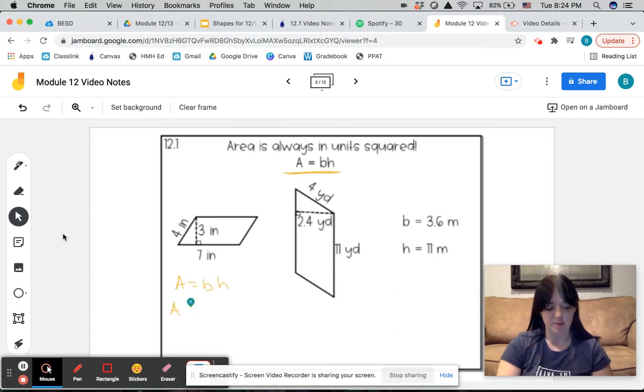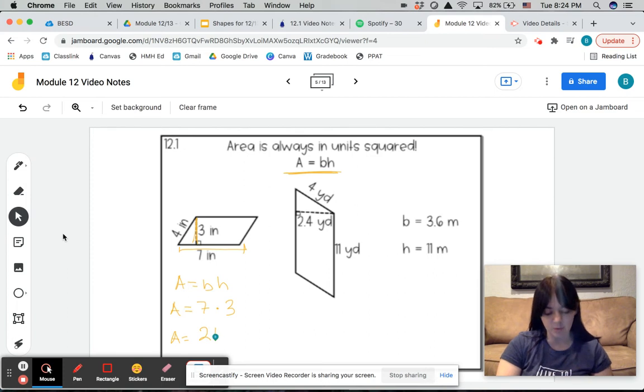Let's plug in our base and our height. We have our base here, which is 7 inches. And then we have our height, which, remember, is that dotted line. It's not the 4 inches, it's the 3 inches. You can ignore the 4 inches, we don't need that measurement. All we need is the 3 inches, because that's our height. So we're going to do 7 times 3, and then our area is going to be 21.